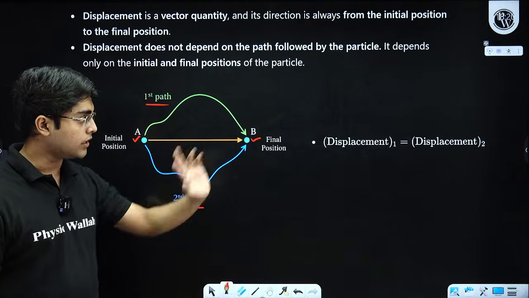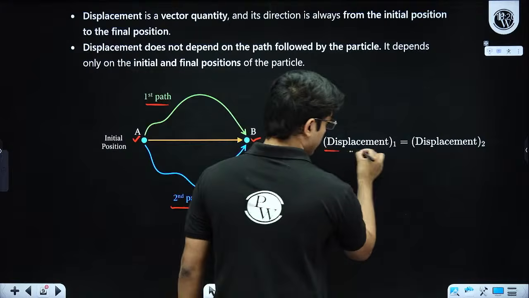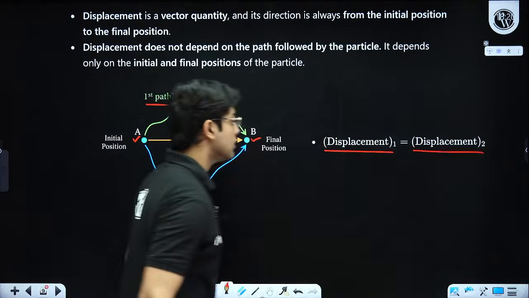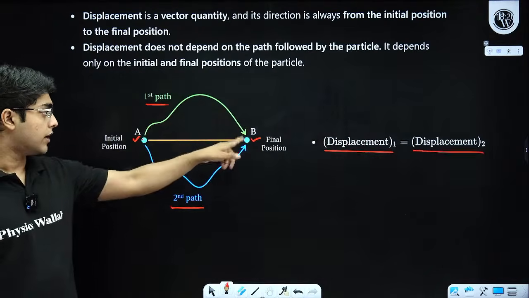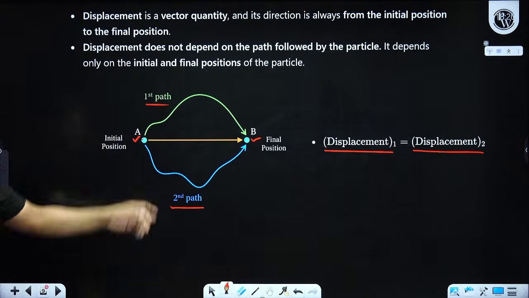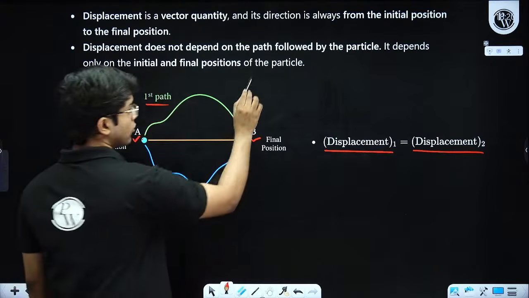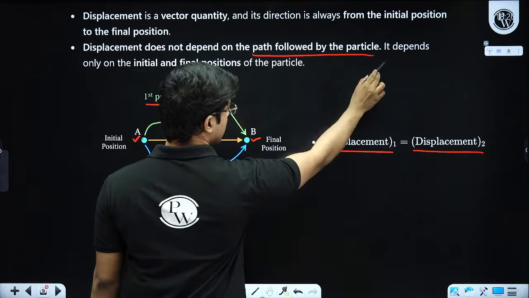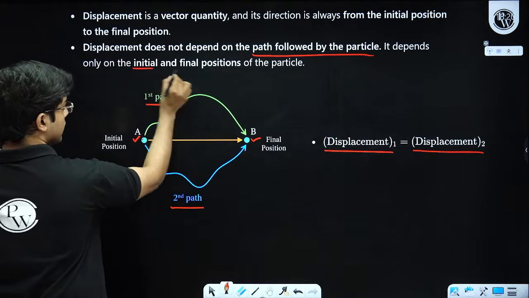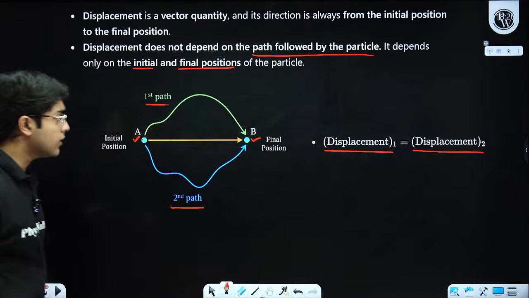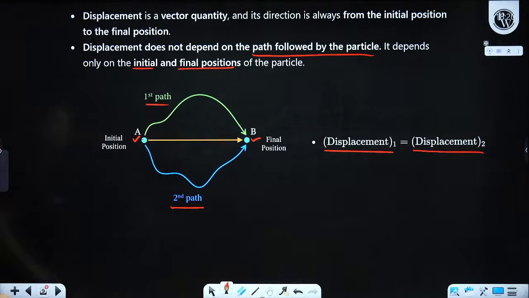They will both be equal, okay, because initial and final point are the same. So, displacement does not depend on the path followed. Whichever path you follow, it only depends on the starting and ending positions, okay. So, we'll do questions now.